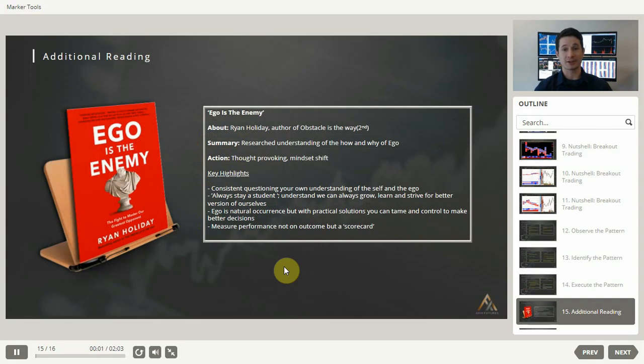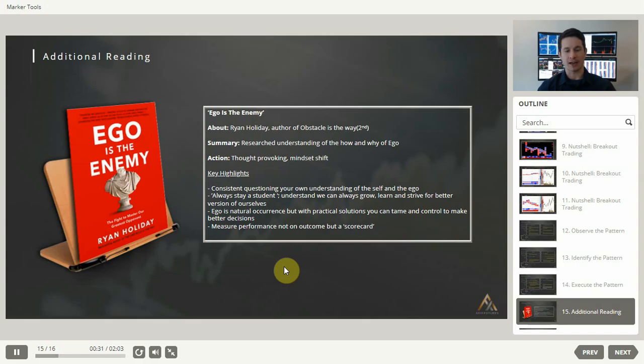So this is the second recommended book from Ryan Holiday. Obviously, the first was The Obstacle is the Way. The second is Ego is the Enemy. Great book, fantastic book. It really provokes your thought quite a lot. Note a summary of it. It's a research understanding of how and why of the ego. So it gets you a really good understanding of why people develop an ego, what makes even people without an ego suddenly develop one, and ultimately, why is the ego such a bad thing?